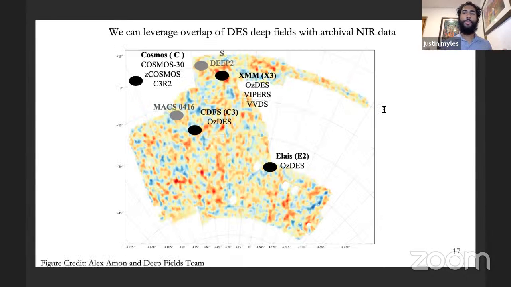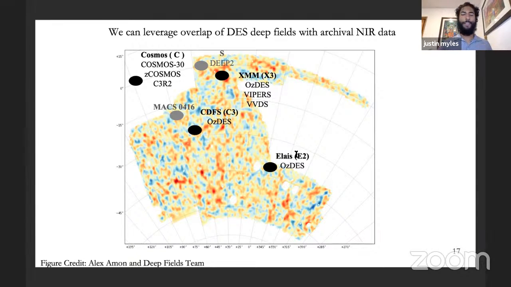I wanted to show you where these deep fields are in the sky. So for the DES Y3, we use these 3 deep fields, X3, C3, and E2. They have different archival spectroscopy and near-infrared surveys overlapping them. And importantly, they're on relatively different parts of the sky. You can see them overlaid on the DES footprint here. So that'll be important in understanding sample variance later down the road in the talk.